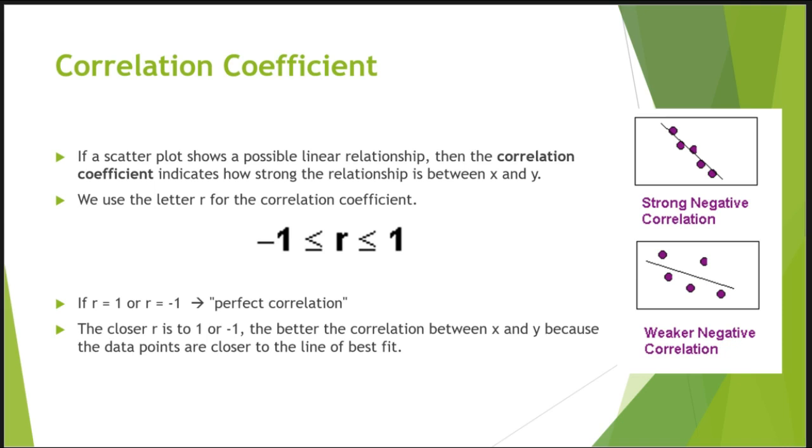Take a look at the scatter plots shown here to see what a strong negative correlation and a weaker negative correlation look like.